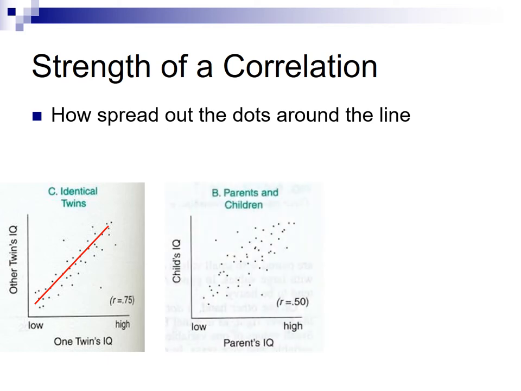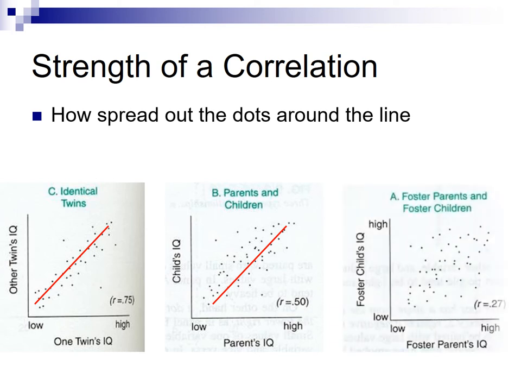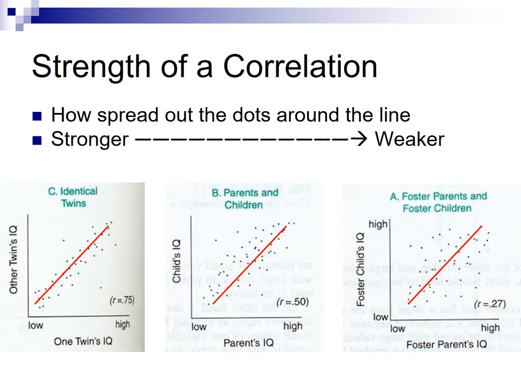The second figure presents a correlation between parents' IQ and children's IQ. They are still positively correlated, but as you can see, the dots are a little more spread out compared to the first figure. The last figure presents a relationship between foster parents' IQ and foster children's IQ. They are positively correlated, but the dots are very much scattered around. Therefore, the strength of the correlation moved from stronger to weaker from the left to right figures.